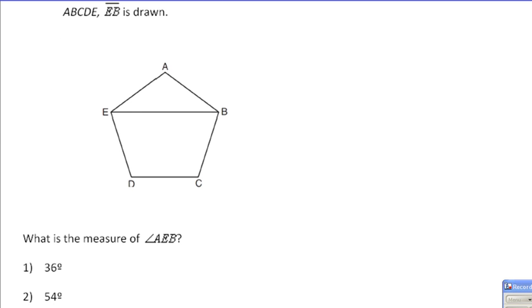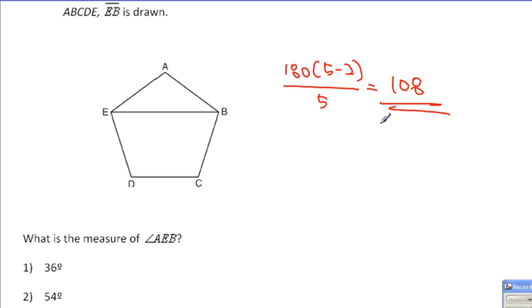Here, how do you find this? It is the equilateral pentagon, that means the measure of the regular pentagon. The measure of one angle here becomes simply 180 times 5 minus 2, since it's a pentagon and we use the n minus 2 formula, divided by the number of the angles, which is 5. Now, which will lead us to have 108. That means this angle must be equal to 108.